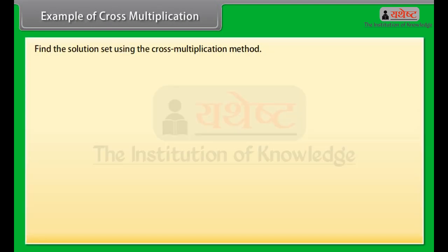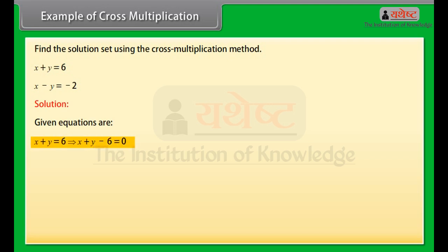Find the solution set using the cross multiplication method. x plus y is equal to 6. x minus y is equal to minus 2. Solution. Given equations are x plus y is equal to 6. It implies x plus y minus 6 is equal to 0.